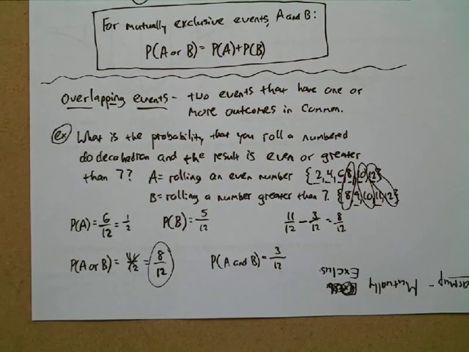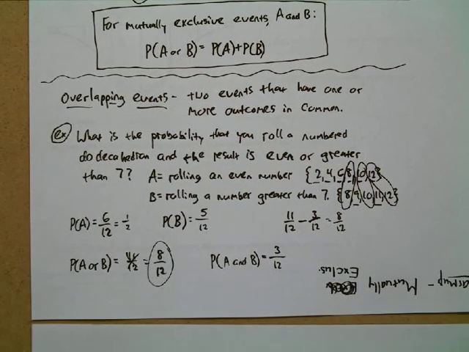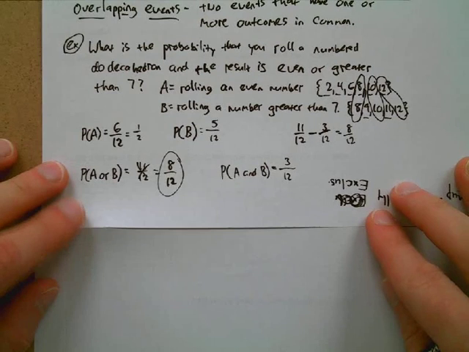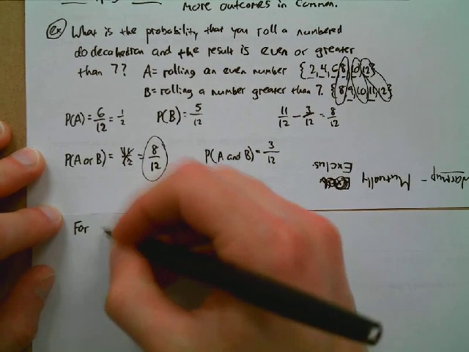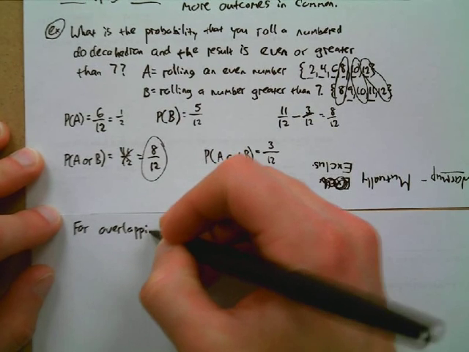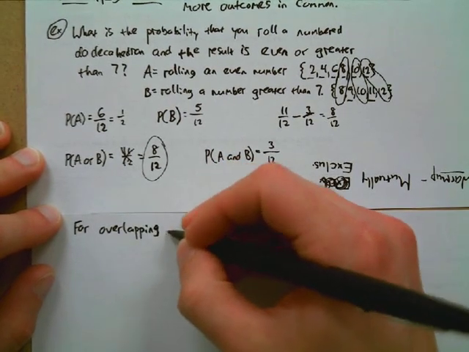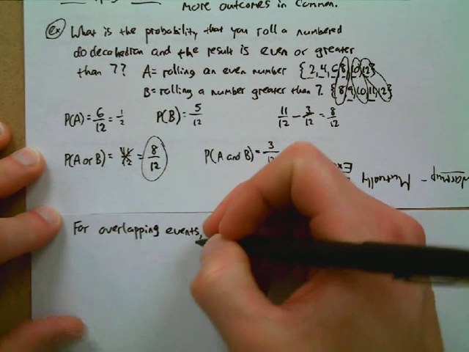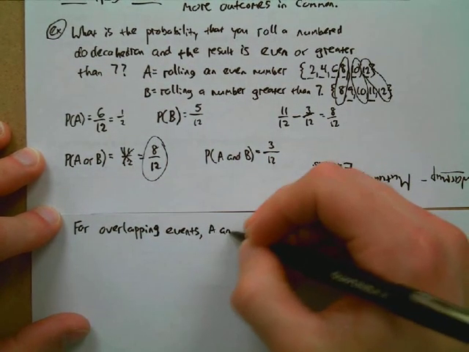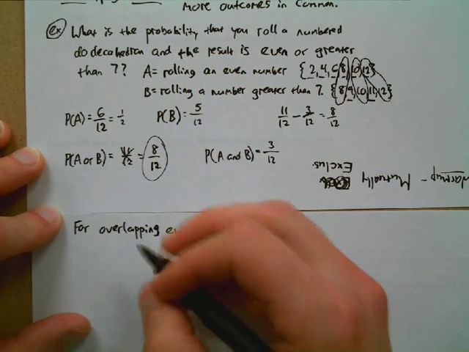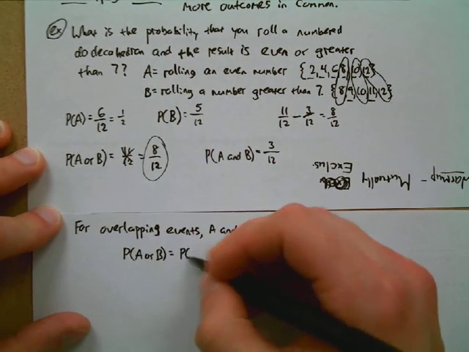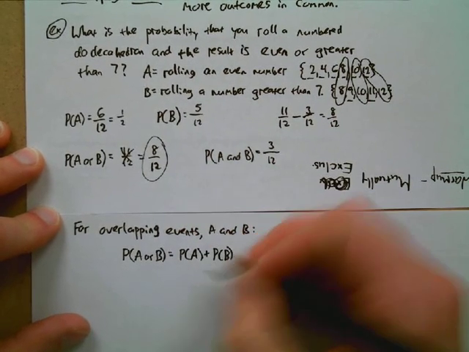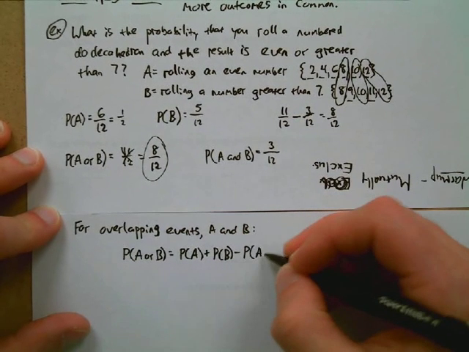Okay? So I'm going to go to another sheet of paper here for this. So for overlapping events, A and B, we'll say, the probability of A or B is equal to the probability of A plus the probability of B, like Cheyenne did, minus, though, the probability of A and B, where they overlap.